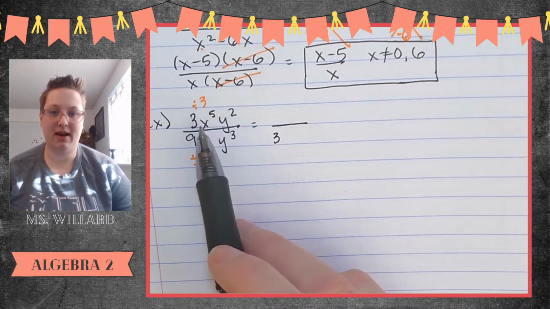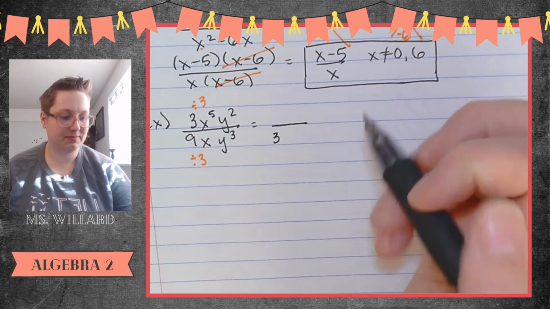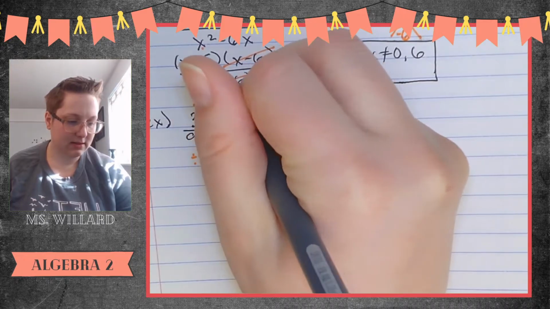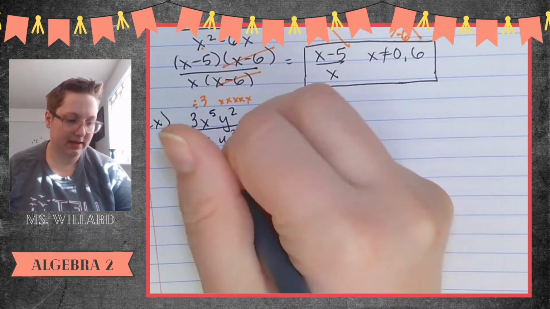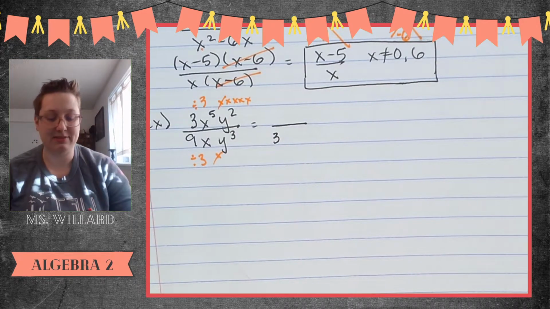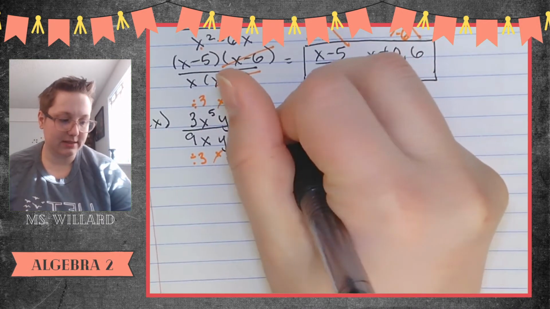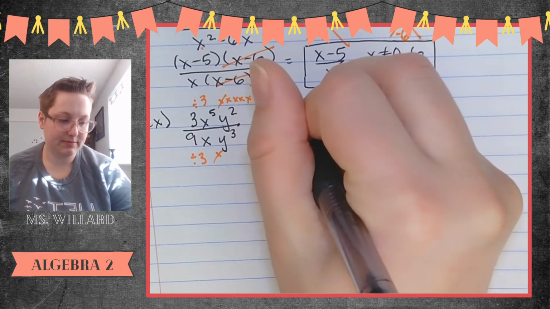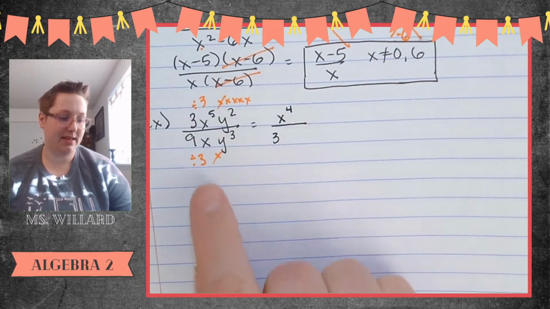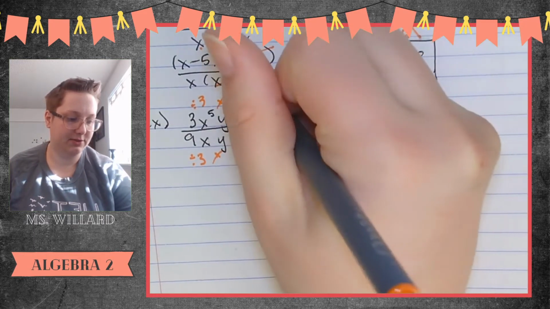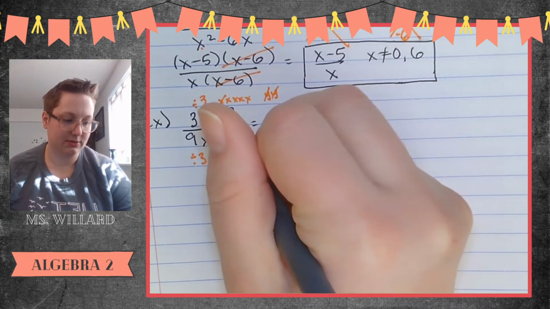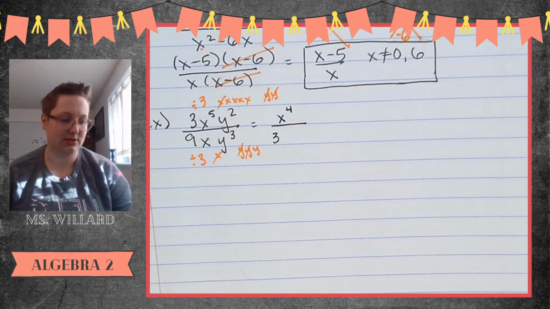Okay, and then I look at the x's. If I have 5 x's on top and 1 x on the bottom, I can cancel one of them out. So I have 4 x's left. The cheaty way to do that is to subtract 5 minus 1 is 4. And then similarly for the y's, if I have 2 y's on top and 3 y's on bottom, I can cancel out 2 of those and I'm left with 1 on the bottom. So this is just a y.